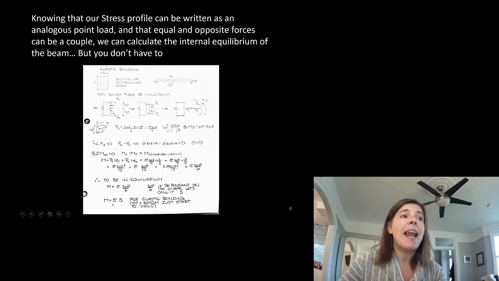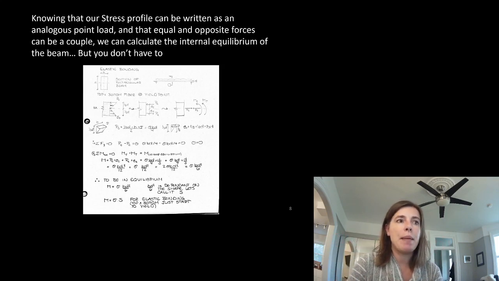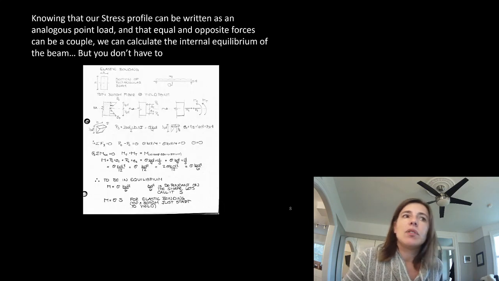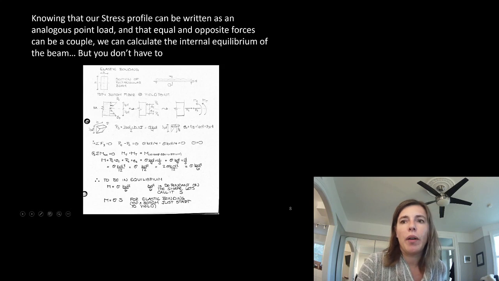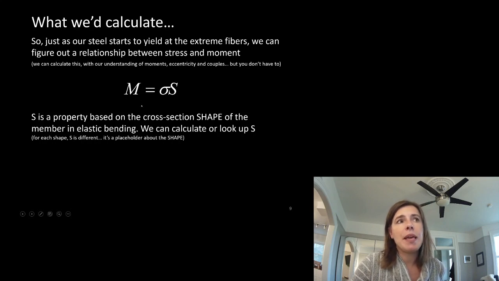So if we call that S, our internal moment of our beam at any point, at failure, what we're worried about is our yield stress times our section modulus, or our placeholder that is all about the cross-sectional shape of our beam. So again, you don't have to do this whole calculation, but I wanted to show you where it came from. The important thing for you is that the internal moments in the beam are equal to the stress times the section modulus, or the shape property S. And if this stress is the one we worry about, which is the yield stress, we can actually start to do something with this equation now.